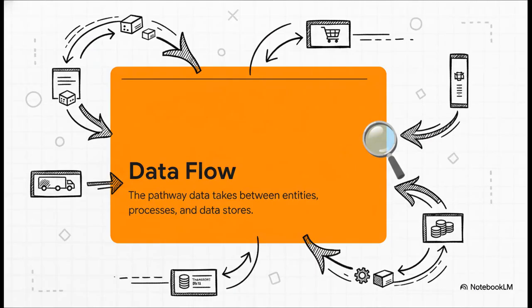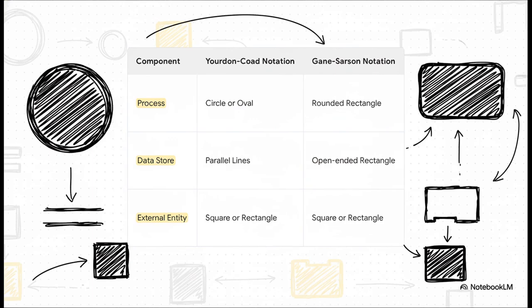Always. And our last piece of the puzzle is the data flow. These are just the arrows that connect everything together. They're the pipes of your system, and you always label them with a noun that describes what kind of data is flowing through them, like order details or transport details. Now, you're going to see these 4 components drawn using a couple of different symbol sets. The big 2 are Yourdon and Coad, and Gane and Sarson. You can see they use slightly different shapes, like a circle versus a rounded rectangle for a process.